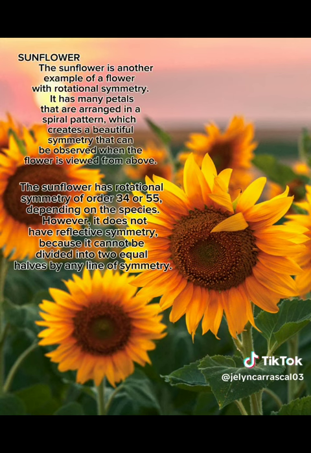Sunflower. The sunflower is another example of a flower with rotational symmetry. It has many petals that are arranged in a spiral pattern, which create a beautiful symmetry that can be observed when the flower is viewed from above. The sunflower has rotational symmetry of order 34 or 35 depending on the species. However, it does not have reflective symmetry because it cannot be divided into equal halves by any line of symmetry.